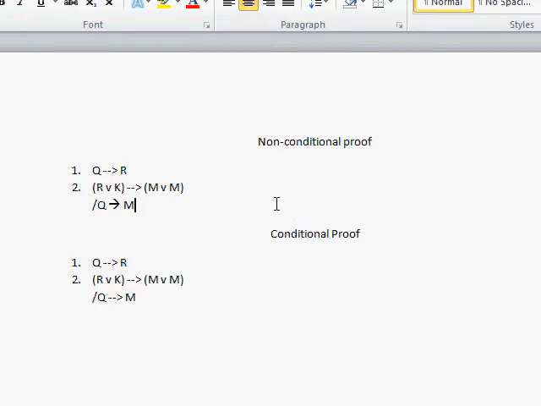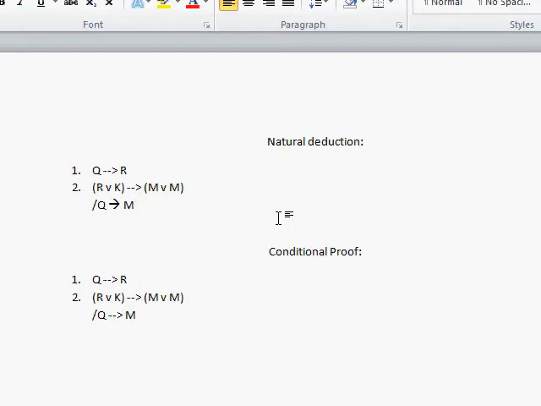In this video we're going to go over two ways of proving this exact same problem. I'm not going to call this non-conditional proof, I'll call this just natural deduction, and I'll call this conditional proof. Okay. So we're going to just prove this using the rules of natural deduction. So let's get started.